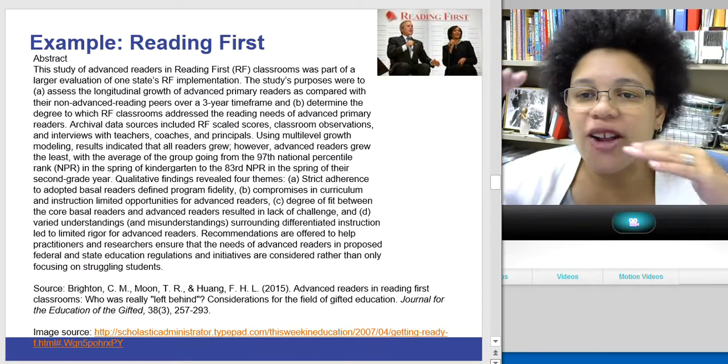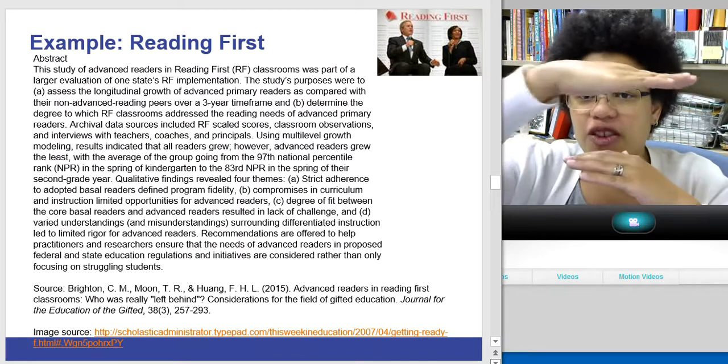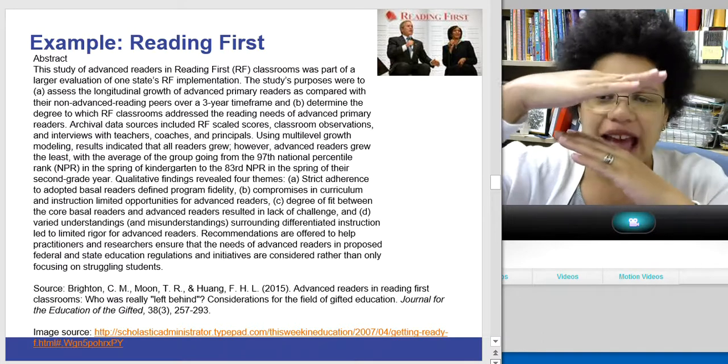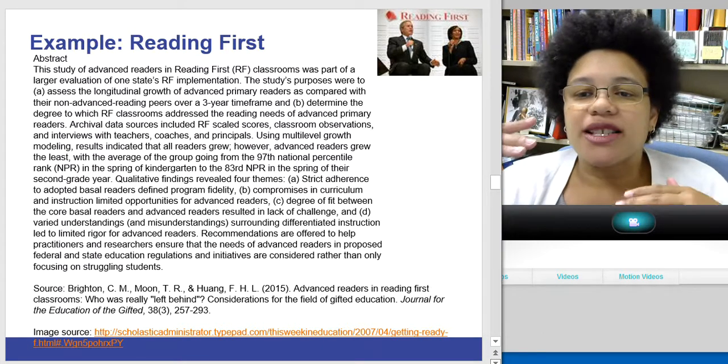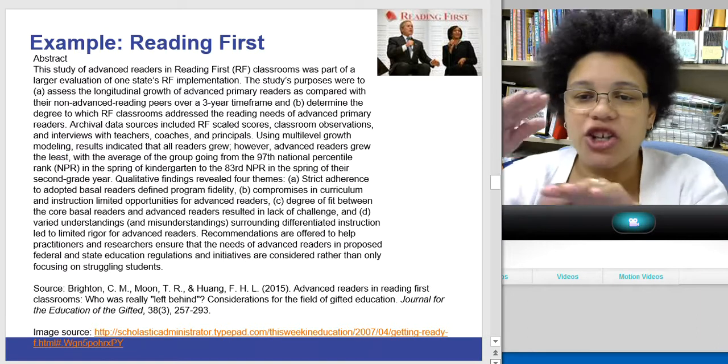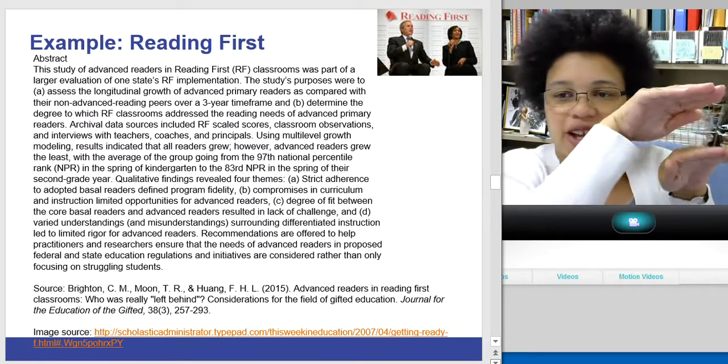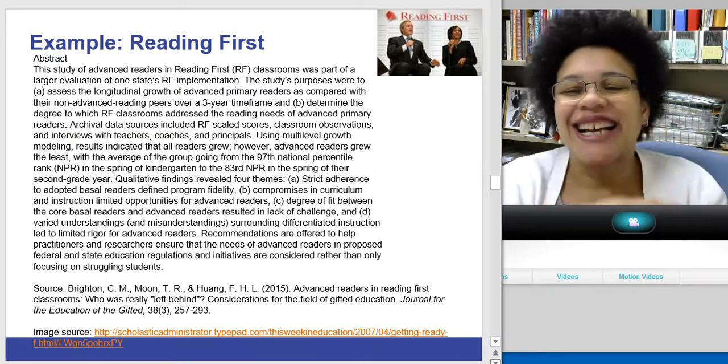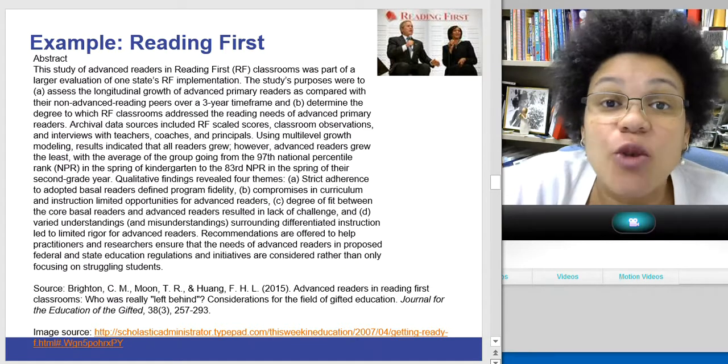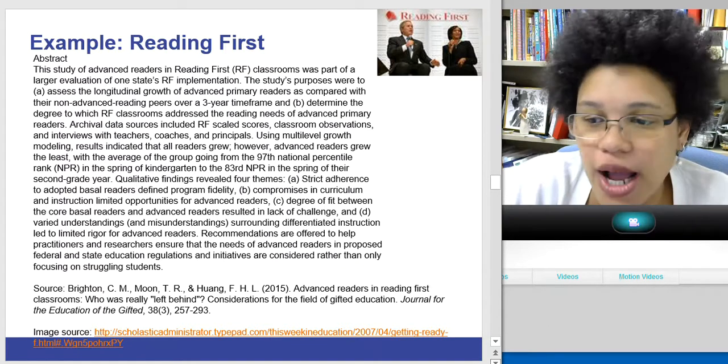Okay, and so we saw these curves where the growth of the gifted kids goes flat, and the growth of the typical kids keeps climbing. And now we have an understanding of why.